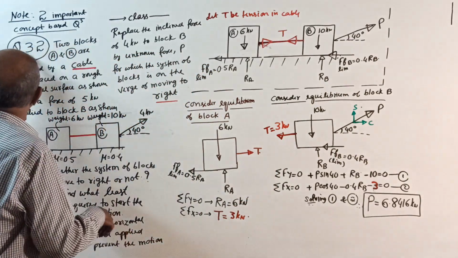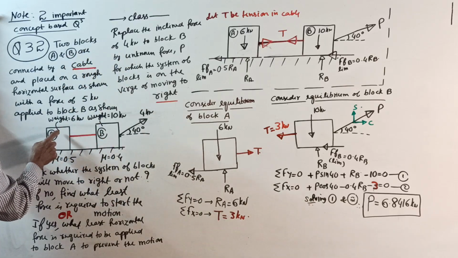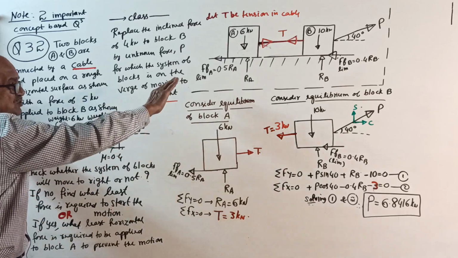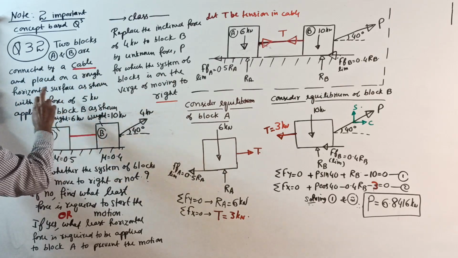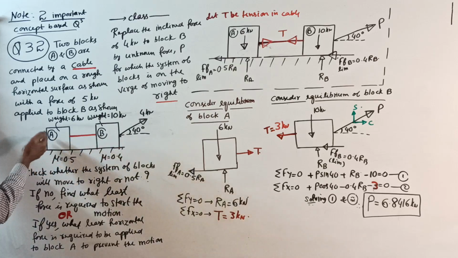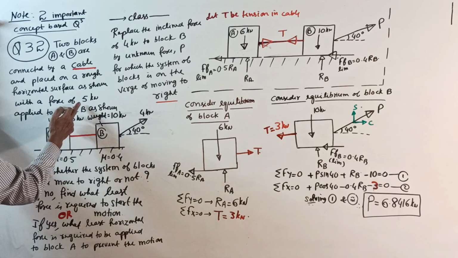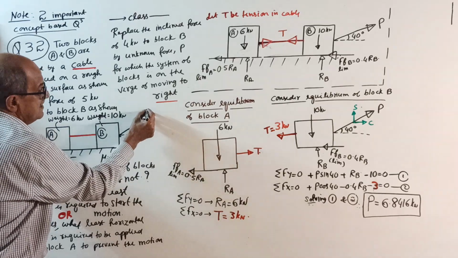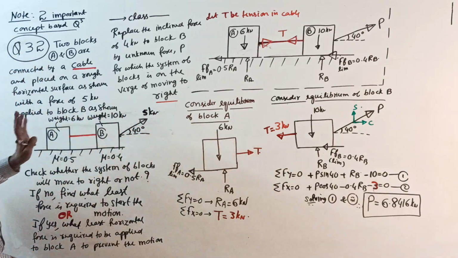Okay. Now question 32. See, once again I am taking same two blocks, 6 kilonewton weight, 10 kilonewton weight, mu 0.5 here, mu 0.4 here. Okay, but this time I am giving inclined force. Two blocks A and B are connected by a cable, see here cable, and placed on a rough horizontal surface with the force of 5 kilonewton applied to the block B. How much? 5 kilonewton? Oh, okay. I wrote 4 kilonewton. Okay, no problem. What is there? 5 kilonewton. Okay, 5 kilonewton applied to block B.